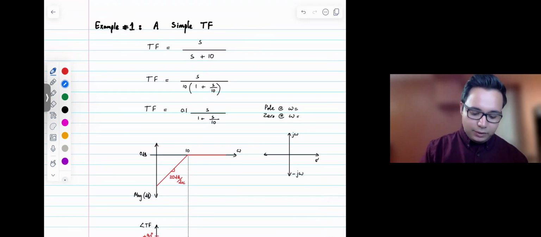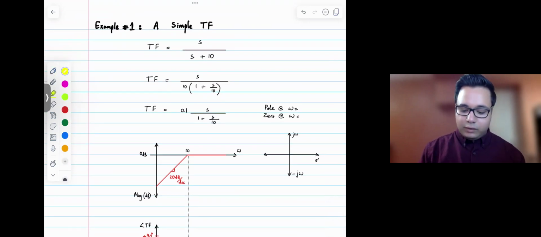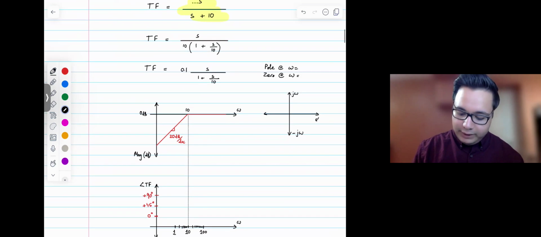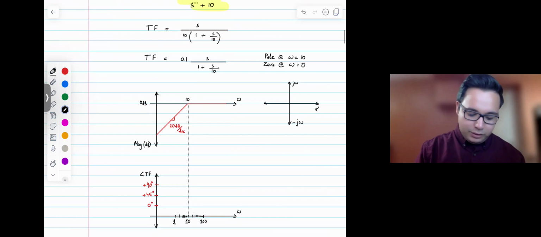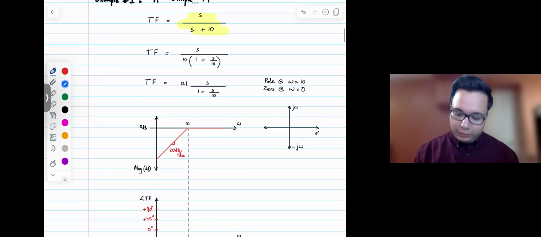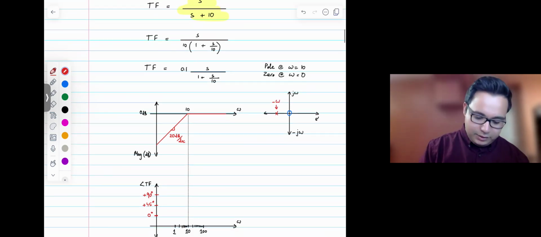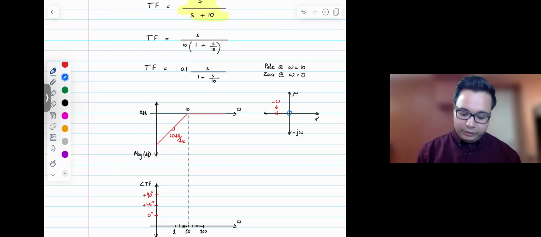Number 1 is going to be S over S plus 10. Just by looking at this example, you can see that there's one pole and one zero. The pole is at omega 10 and the zero is at omega of 0. So if I were to draw this on the S-plane, it would be a zero at 0, and then a pole at omega of minus 10.